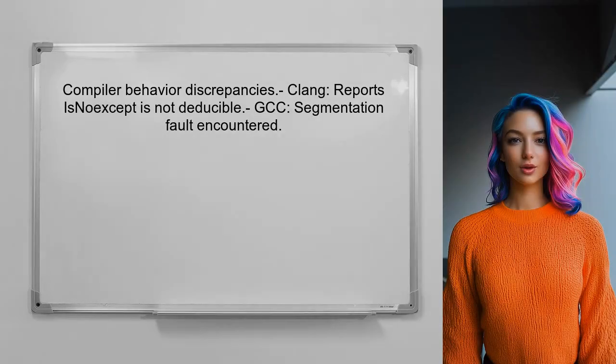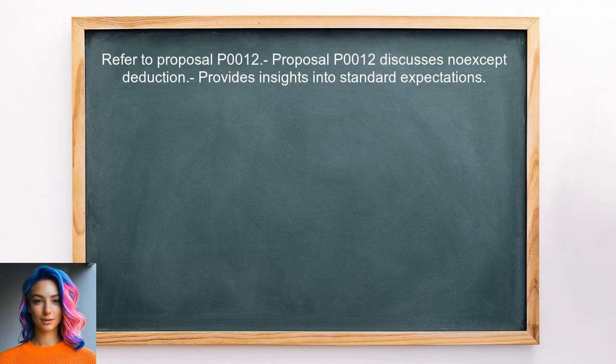The user should also note that the Clang compiler reports that isNoexcept is not deducible, while GCC encounters a segmentation fault. This discrepancy suggests that there may be a quality of implementation issue with GCC. Finally, the user should refer to proposal P112, which discusses these issues in detail. This proposal may provide further insights into the standard's expectations and the rationale behind the observed behaviors.